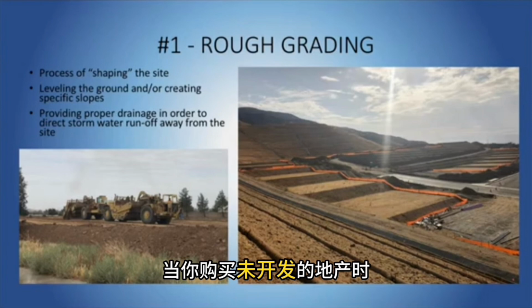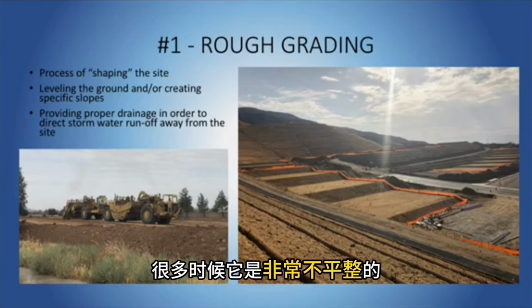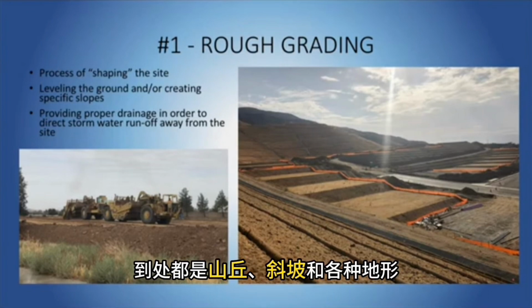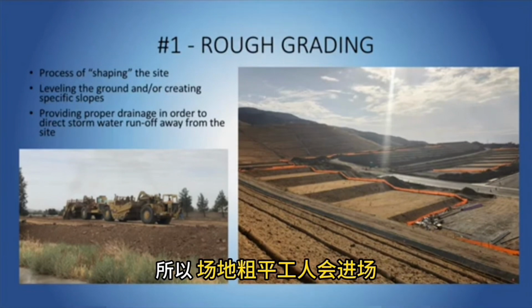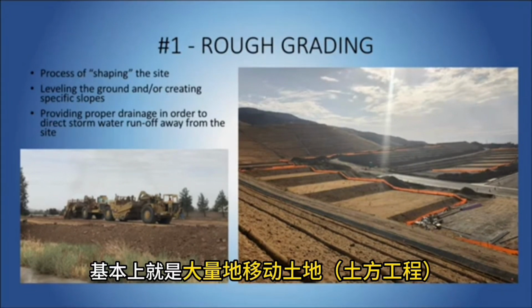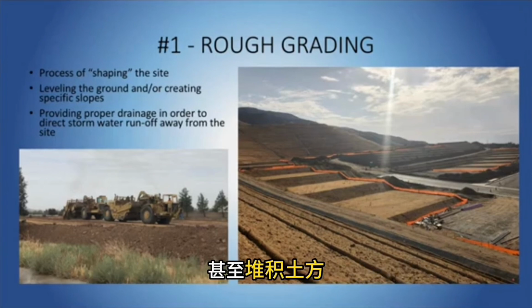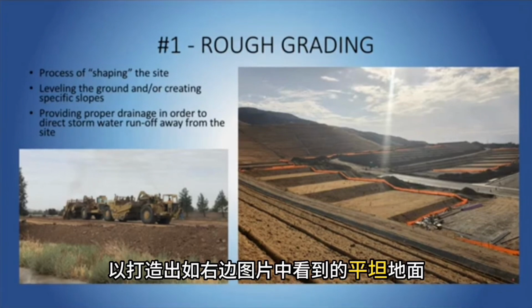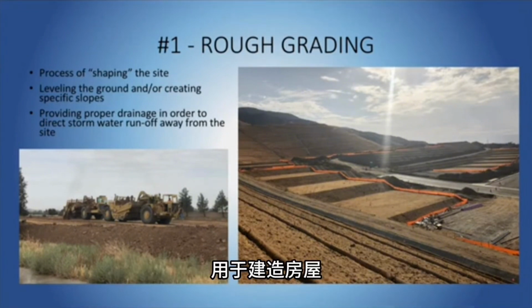Now, when you buy raw property, a lot of times it's going to be very uneven. You're going to have a lot of hills and a lot of slopes and topography everywhere. And so the rough grader is going to go through, and he's going to basically be moving a lot of dirt around. He's going to be cutting dirt down or even building it up to get these nice flat level paths to build houses on that you can see there in the picture on the right.